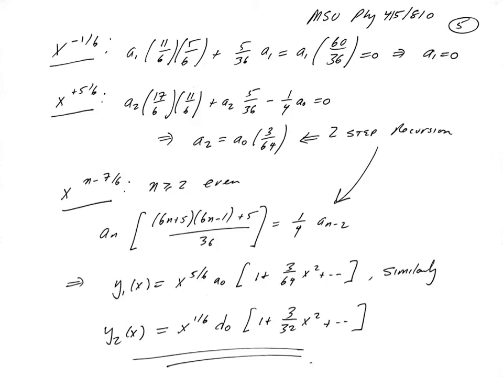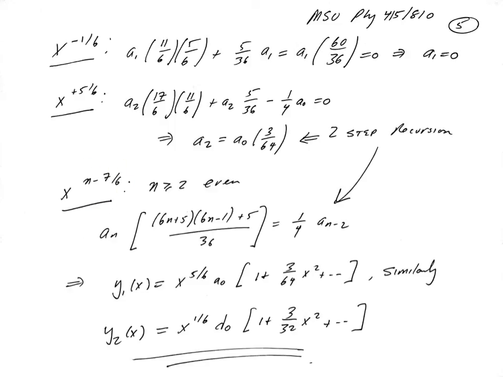Now something interesting happens when I look at the next term, x to the 5/6. If I collect all the terms that have x to the 5/6 in them, I have two terms involving a2 and one term involving a0. When I simplify this, I get an equation that relates a2 to a0. It says a2 is a0 times 3 over 64. So this is a two-step recursion relation. a0 is related to a2, and as we'll see in a second, a2 is related to a4, a6, etc.